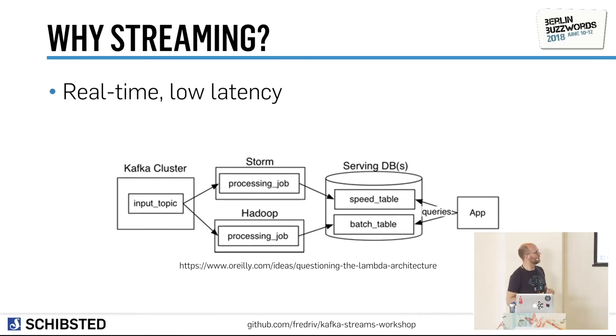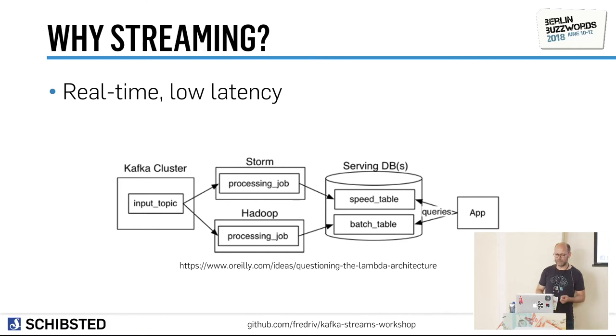Maybe you are familiar with the Lambda architecture, which was proposed a couple of years ago. The idea at the time was that you typically had your batch jobs processing events every hour or every day, but you wanted to have more online, more real-time results as well, so you added this stream processing layer, or the speed layer, to get more up-to-date results. And then you would merge the results from the two layers when you queried for data.